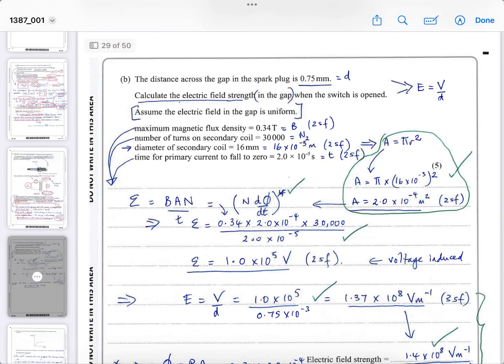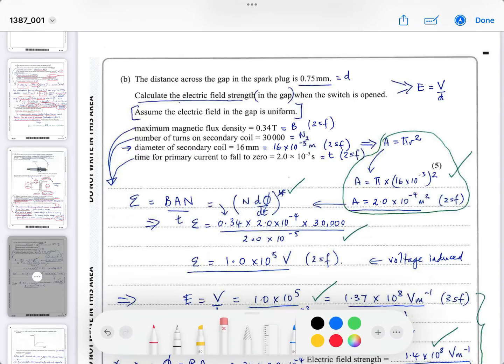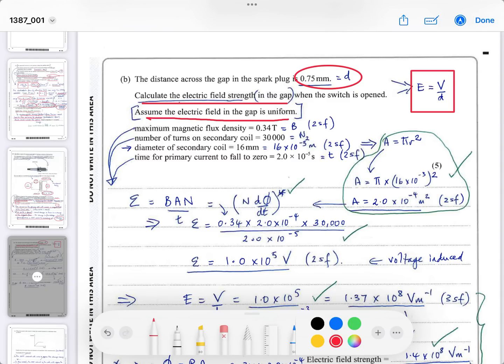The distance across the gap in the spark plug is given to you. D is given in millimeters, so don't forget, you've got to change that into SI units. And then it wants you to calculate the electric field strength in the gap. You have a uniform electric field there because it's basically a voltage across a distance, so you can assume the electric field in the gap is uniform.